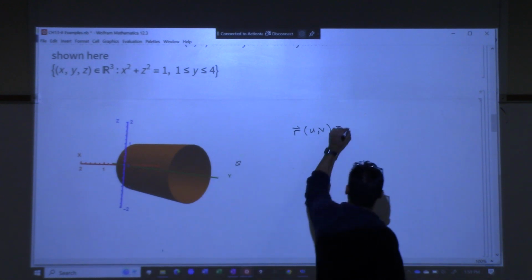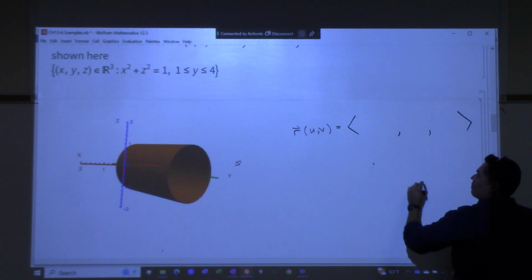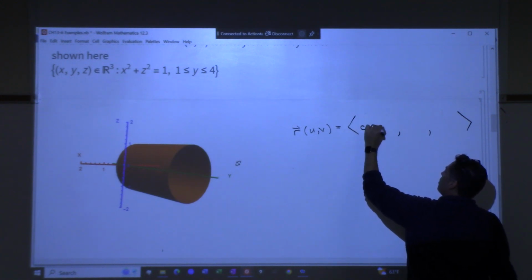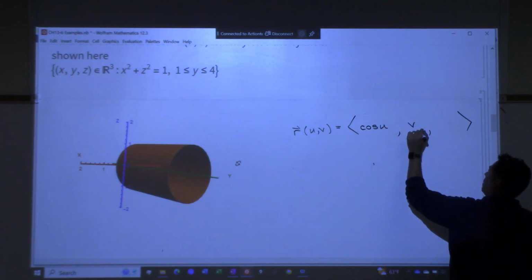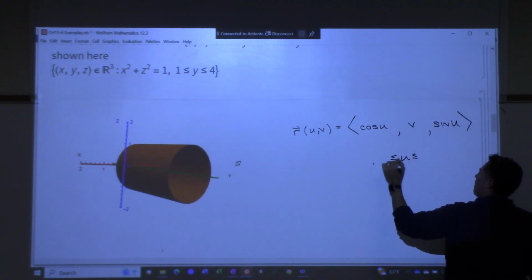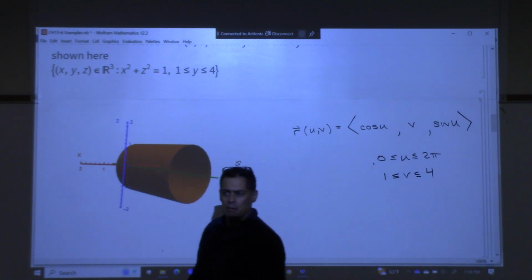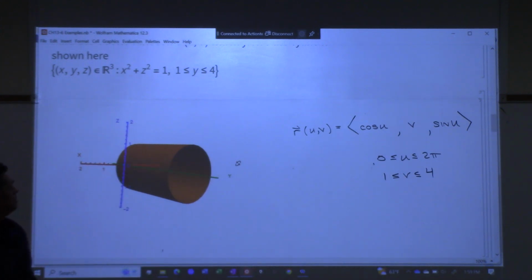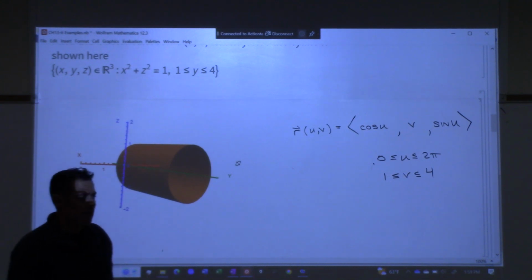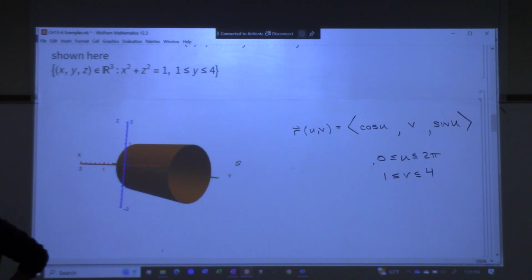Okay. And I'm very prepared for this to be wrong, but would it be cosine u, v, sine u? What are your restrictions? It'd be 0 to 2 pi on the u, and then 1 to 4 on the v, right? What do y'all think? What's the radius? The radius is 1. Hollow, so we don't need to have the fluctuation. Agree, disagree?